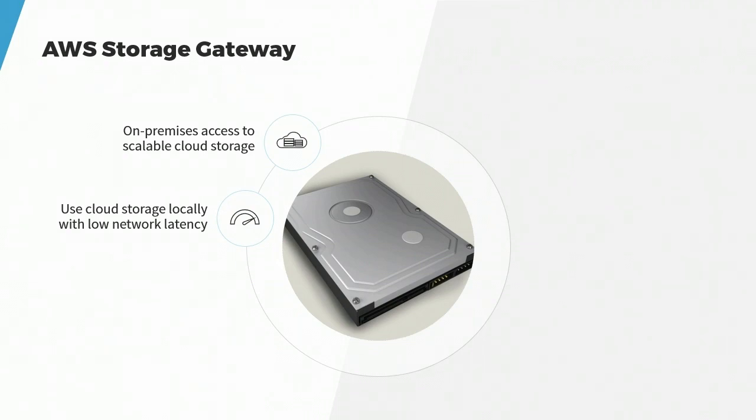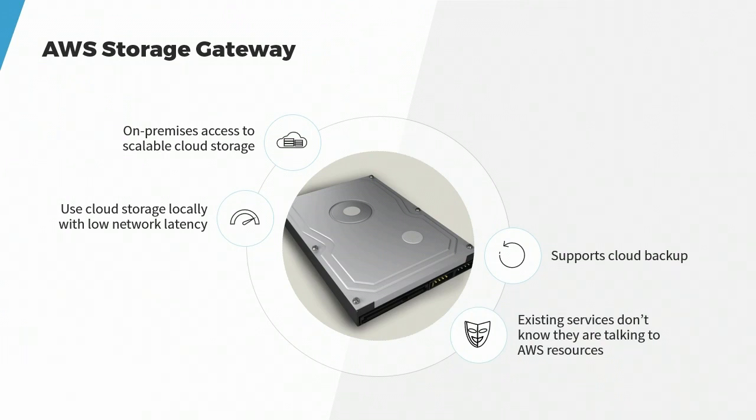Of course, that ends up meaning low network latency compared to accessing things over the internet, which can become congested at times. The Storage Gateway solution also supports cloud backup, and it fits seamlessly into your on premises network environment because the existing services that make a connection to the Storage Gateway don't even know that they're talking to AWS on the back end. So we're getting the benefits of cloud storage, and we'll talk about how that works exactly, while having local access to it because we have a local cache through the Storage Gateway.